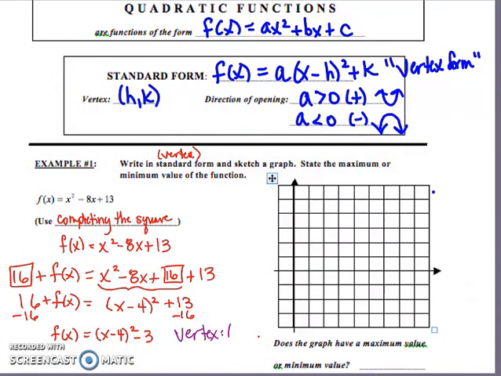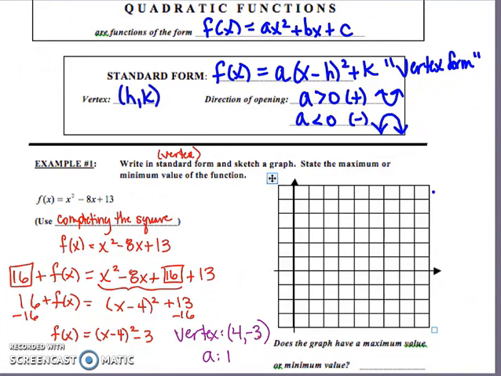My vertex, now remember, the value of h is always opposite of what you see, and the value of k is always the same as what you see. So the value of h here is going to be positive 4, and the value of k is going to be negative 3. And I should also note, for graphing purposes, that my a value, the number in front of the parentheses, is 1. So now we're ready to sketch a graph.